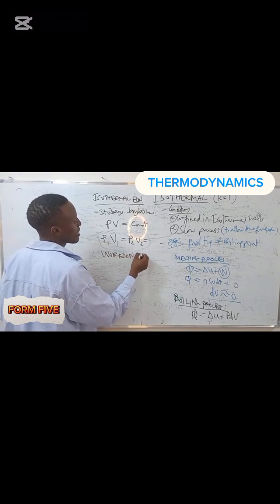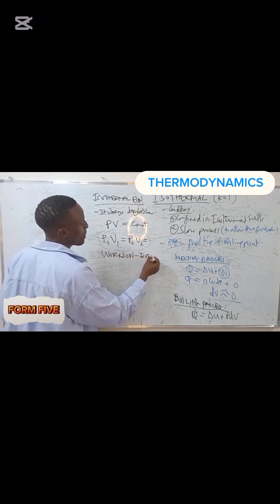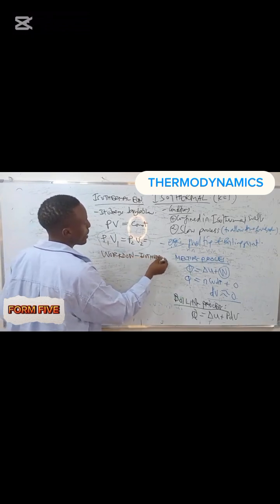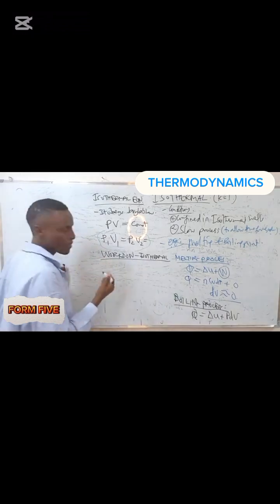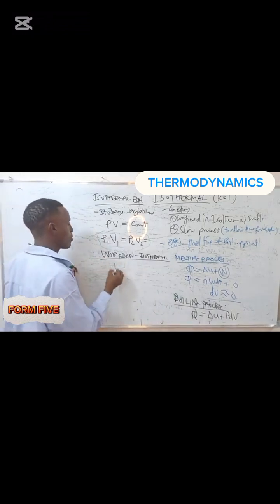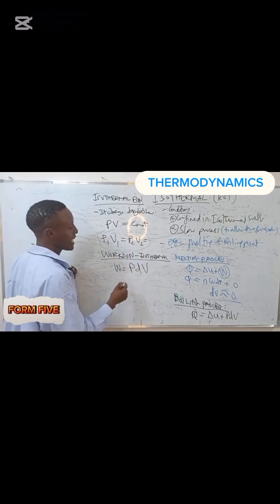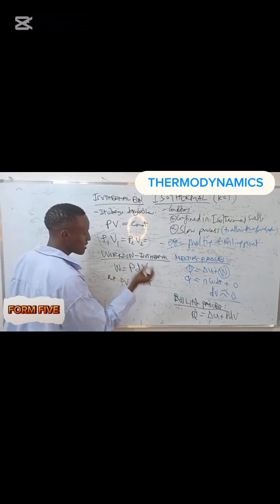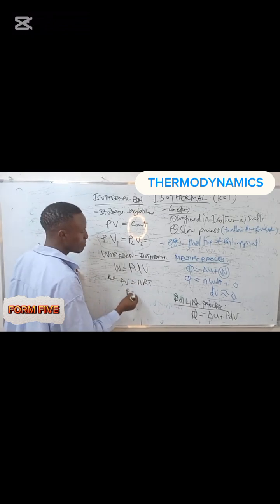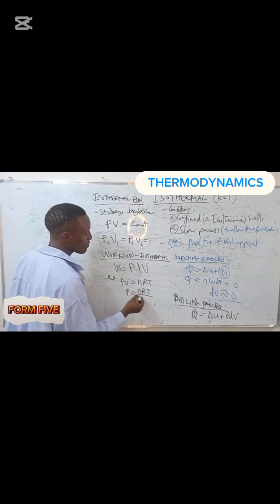in the isothermal process, isothermal work done. Look here. So talking about the isothermal work done, you say work done is equal to P dV. But you know PV is equal to nRT. So what does it mean? P is equal to nRT over V.